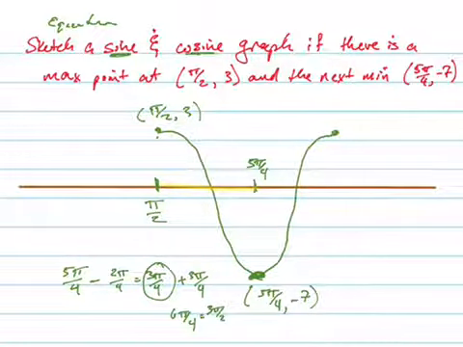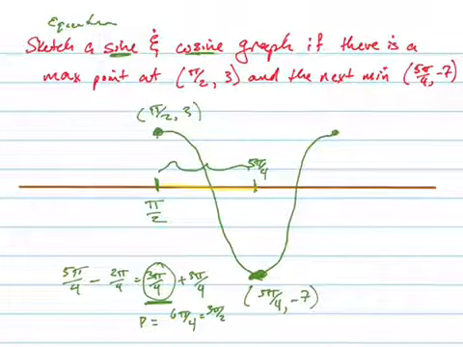So that's your period. But wouldn't you add it to 5 pi over 4? Nope, I'm adding this distance, which was from the high point to the low point. That distance is half of the period of the graph. So that distance was 3 pi over 4, so add another 3 pi over 4. The period is 3 pi over 2, or 6 pi over 4.